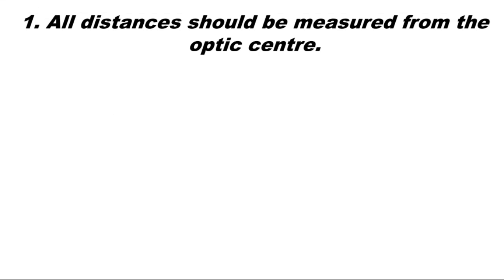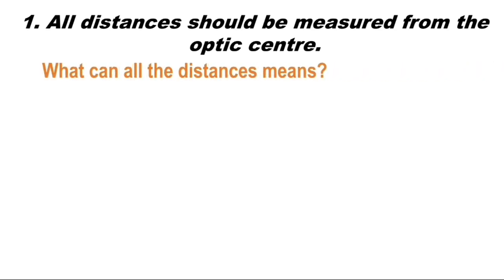All distances should be measured from the optic center. It means whatever the distance we are measuring, that should be measured from optic center. And here you will get the doubt, what do all the distances mean? All the distances means nothing but radius of curvature, focal length, object distance, image distance. So we'll understand what all the distances mean here.